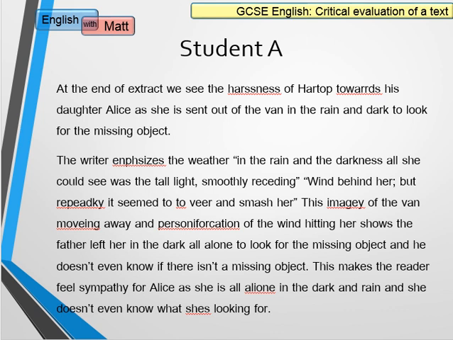So, think about here, I'm not going to tell you what this got at the minute, I want you to have a go at guessing. But think about, we've got personification, we've got imagery, we've got quotes. This student has talked about feeling sympathy for Alice. She doesn't know what she's looking for. She's out in terrible weather conditions. So have a think about what level and perhaps what mark out of 20 you would give this.